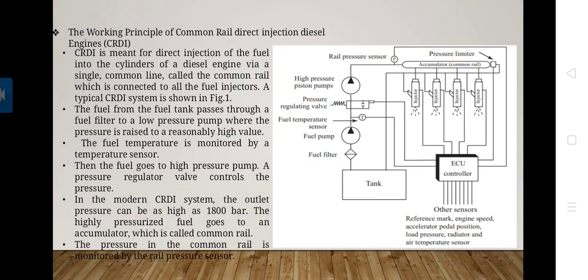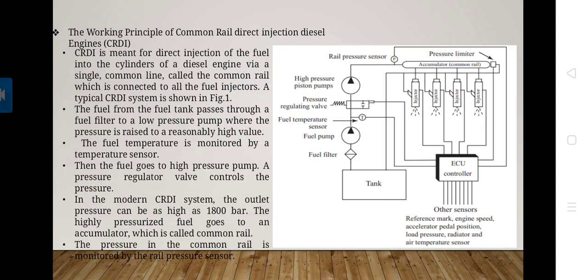We already know that CRDI engine means direct injection of the fuel into the cylinders of the diesel engine via a single or common line. That common line is called the common rail, and it is connected to all the fuel injectors. In this figure we can see the accumulator, that is the common rail, connected to the four injectors.